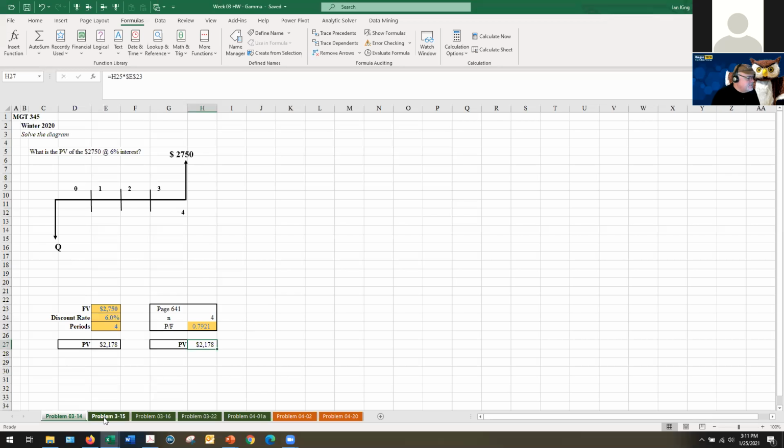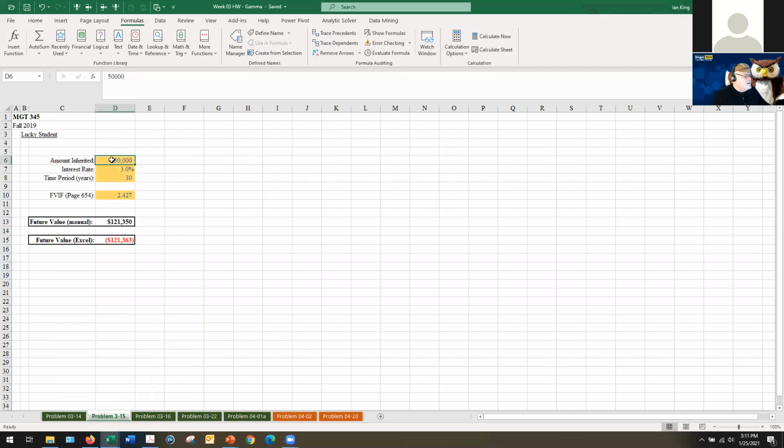So that was problem 314. I don't think I saw too many problems with that one. 315 goes into a student has inherited $50,000. How cool. If it is placed in the savings account and earns 3% interest, how much is in the account in 30 years? In this case, you're given an amount today, and the interest rate is 3%, the time period is 30 years.